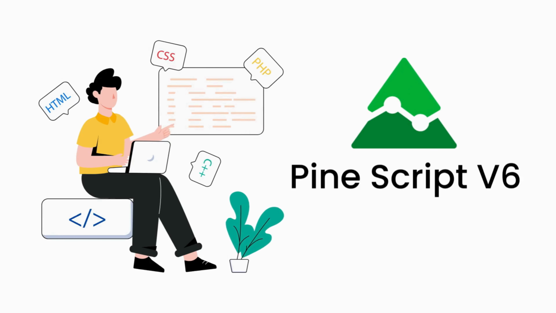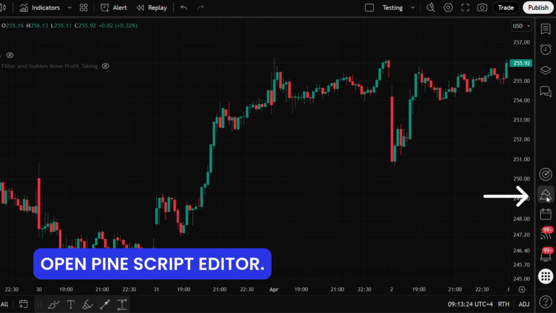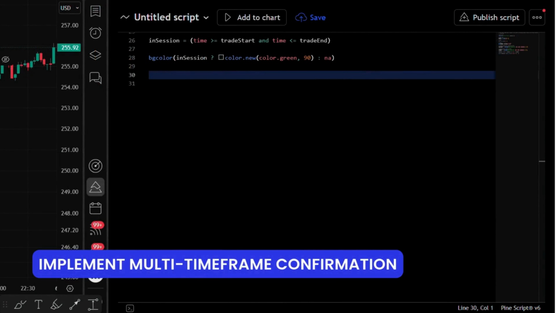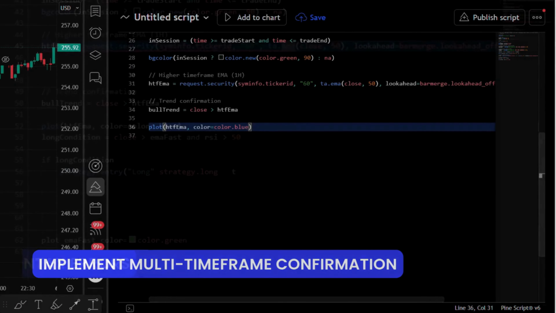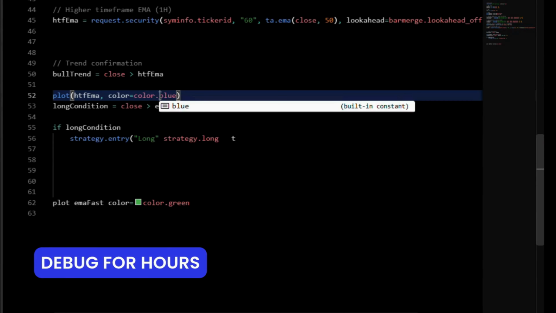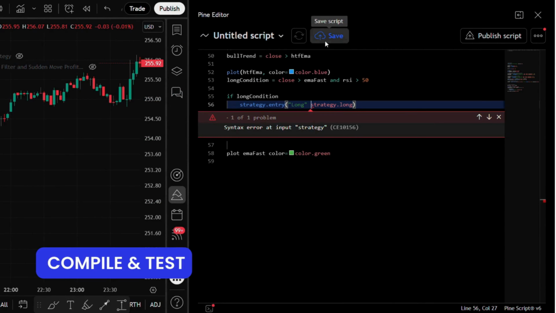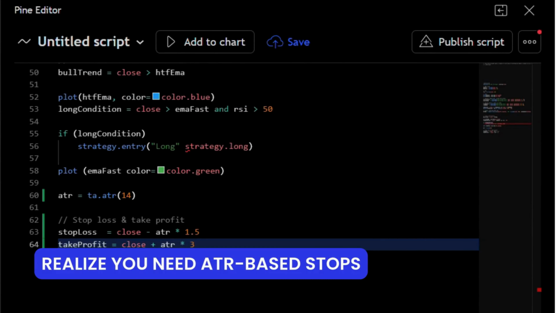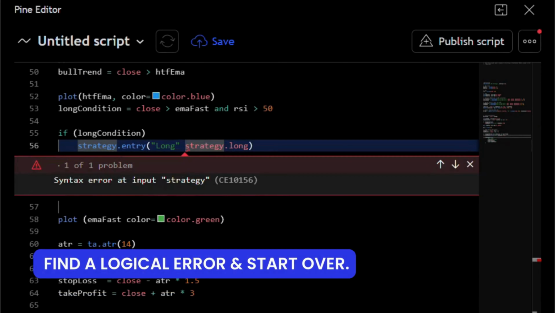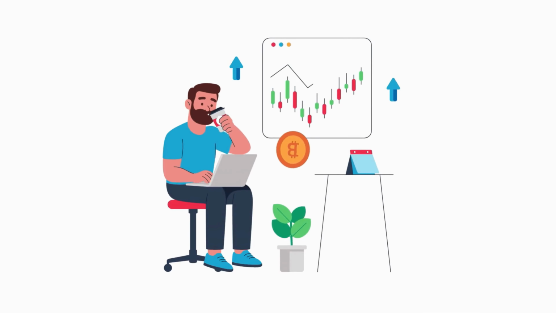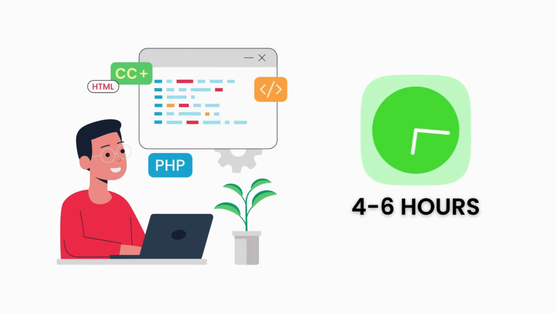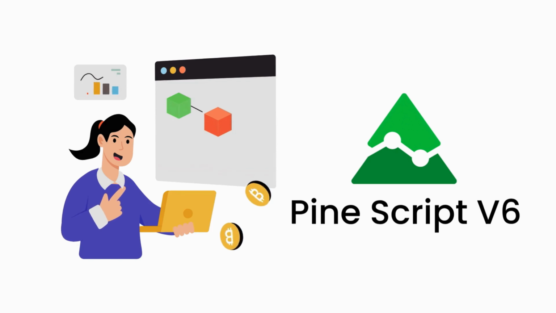Building this manually? Here's the reality. You open Pinescript editor, write indicator logic, add session detection code, implement multi-timeframe confirmation, fix syntax errors, debug for 2 hours. Finally compile, test, realize you need ATR-based stops, rewrite risk management, test again, find a logical error, start over. I've done this hundreds of times. A solid US equity strategy takes 4 to 6 hours to code properly, assuming you already know Pinescript well.